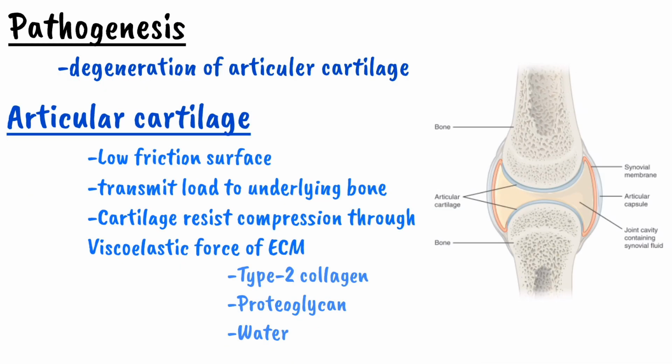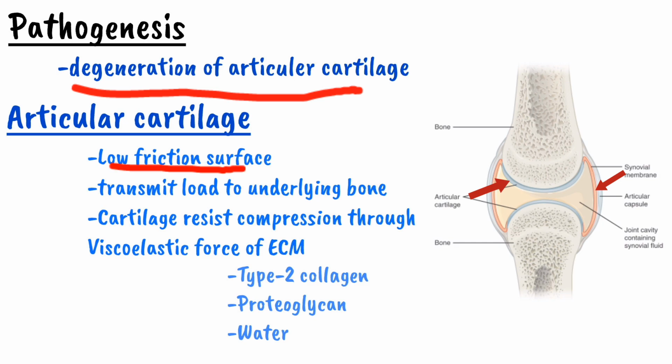After causes, let's study the pathogenesis of osteoarthritis. In osteoarthritis, there is a degeneration of the articular cartilage. To understand the pathogenesis, let's study a synovial joint first. You can see here the knee joint. The knee joint has an articular cartilage and is covered by a synovial membrane. The articular cartilage mainly serves as a low friction surface. It transmits the load to the underlying bone, and it resists compression.